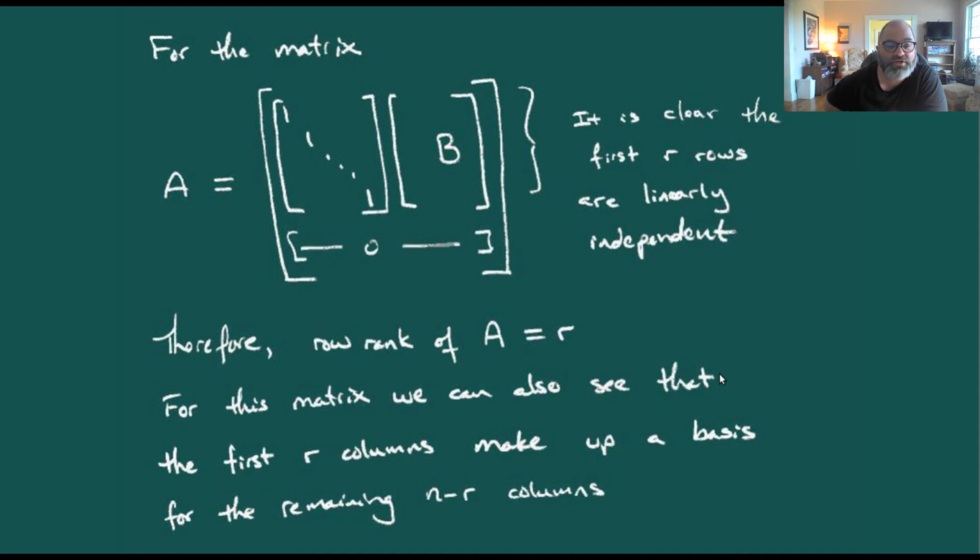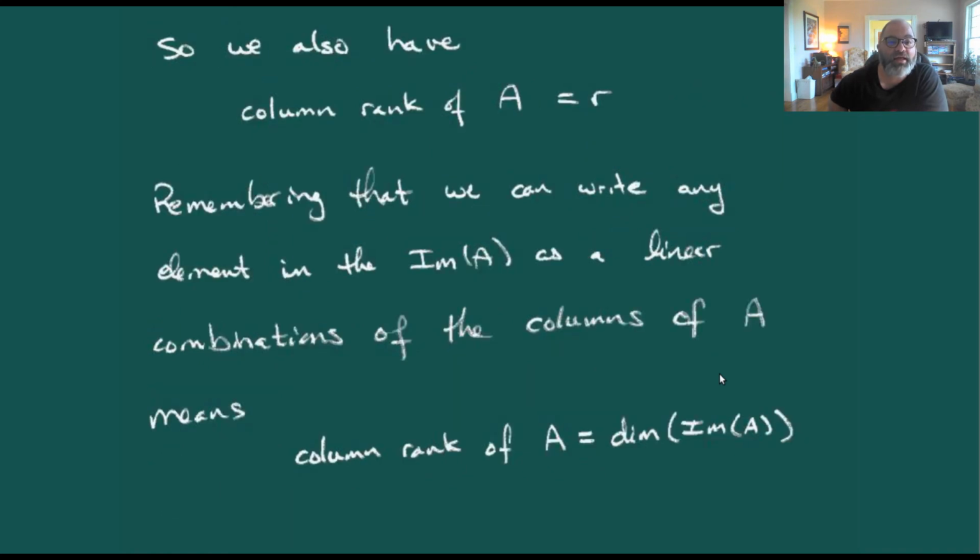Okay, so the first r columns make up the basis, and then the remaining n minus r columns. So we have a total of that, and the column rank of A is going to be equal to r. So now if we remember that we can write any element in the image of A as a linear combination of the columns of A, then this means that the column rank of A is equal to the dimension of the image of A.